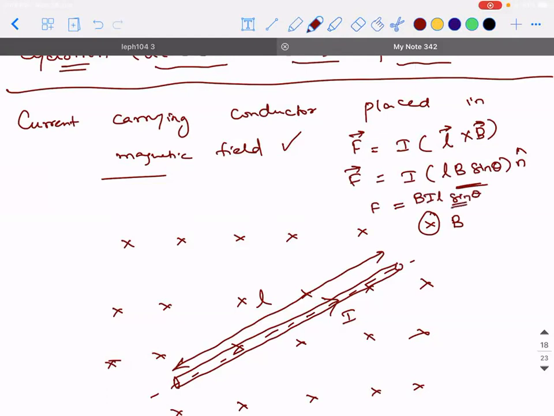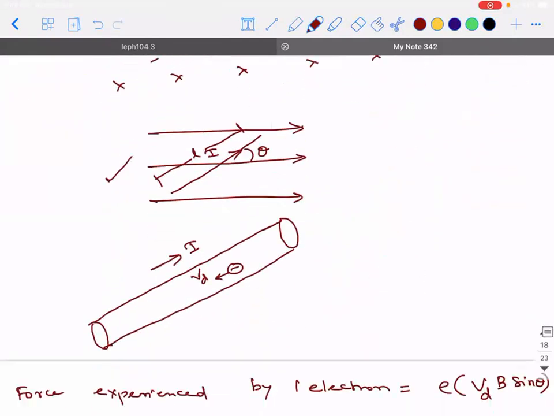And how is the direction of force? Since force is the result of the cross product of two other vectors, this force is going to be perpendicular to both the vectors for which you're doing the cross product. I hope it is clear, right?